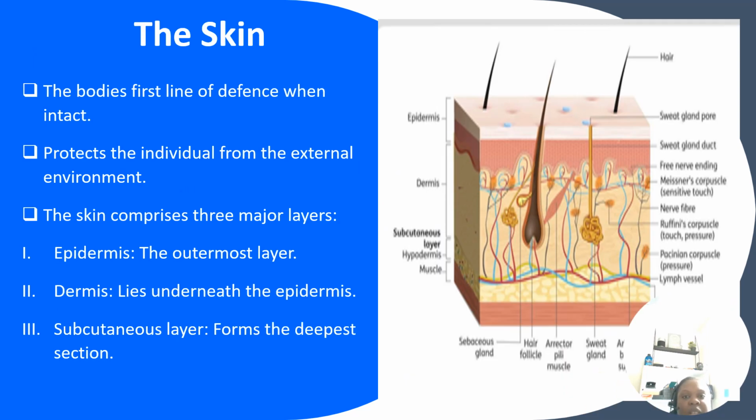For example, the skin is a critical physical barrier that creates an external boundary to the outside world. From the diagram, you will see that it comprises three major layers: the epidermis, which is the outermost layer, the dermis that lies underneath the epidermis, and the subcutaneous layer, which forms the deepest section. In terms of being a barrier, the epidermis prevents or at least hinders penetration of microbial organisms, chemical irritants, and toxins. It also absorbs and blocks solar and ionized radiation and inhibits water loss.